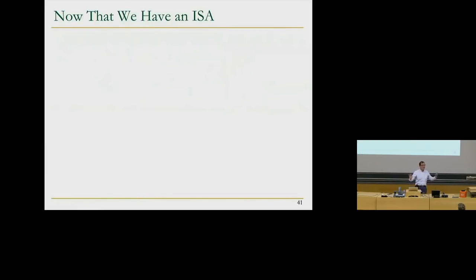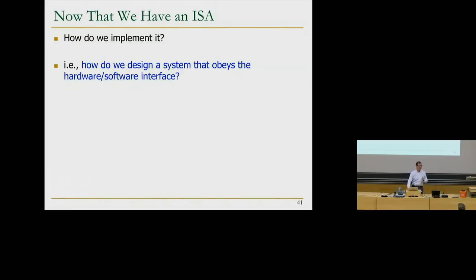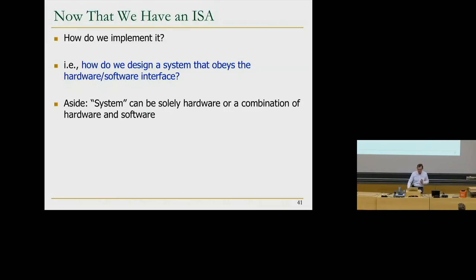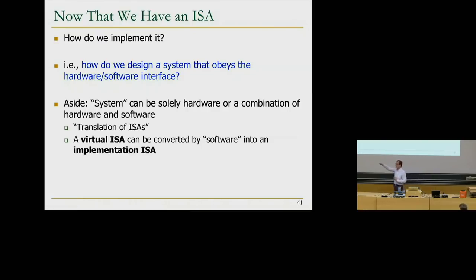Now that we have an ISA, we've established what an ISA is, how do we implement it? Essentially, how do we design a system that obeys the hardware-software interface? I'll also give another aside over here, because there are many, many creative solutions that you can come up with. System can be solely hardware or a combination of hardware and software. Now, what does this mean? You may actually have an ISA that you expose to the programmer. Programmer writes code in that.